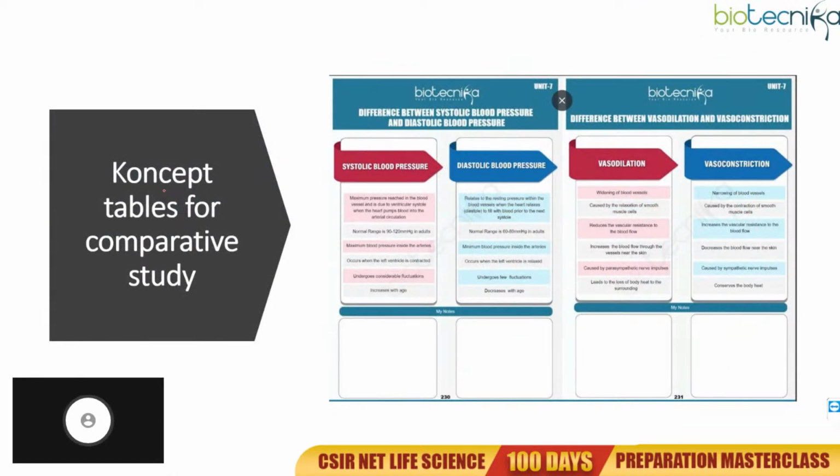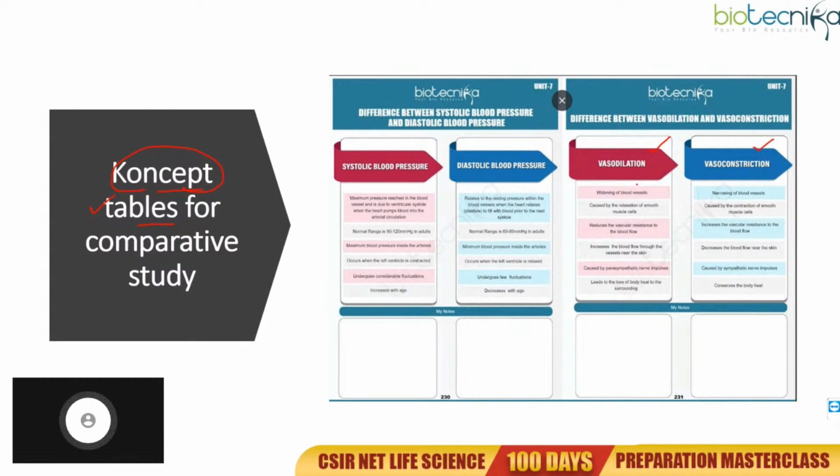Another strategy is using concept tables. Concept tables help in comparative study. In comparative study, the concept is in the form of points and tables, as you can see over here. Whenever there are topics that you need to compare, like vasodilation and vasoconstriction, you can use these concept tables.